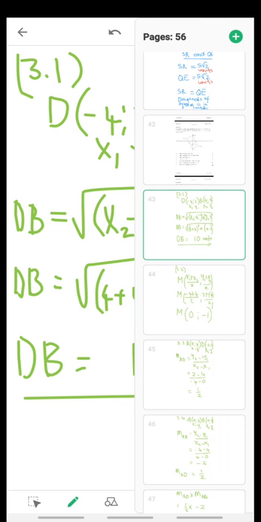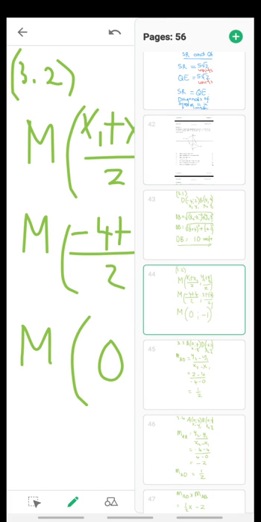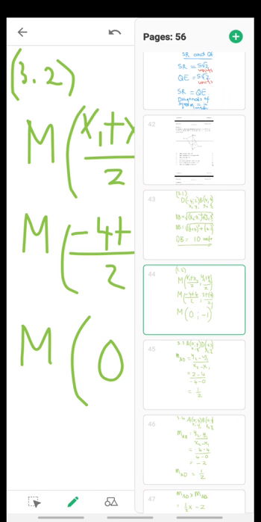Well done. The next question is, calculate the coordinates of M. Do you see M in the diagram? No. But what do we know? M is assumed to be the midpoint of DB, meaning I'm going to use the coordinates of D and B to find M. Then this is what I've done. I've substituted the values of D and B using the midpoint formula, and I found that M, the midpoint of DB, had coordinates (0, minus 1).